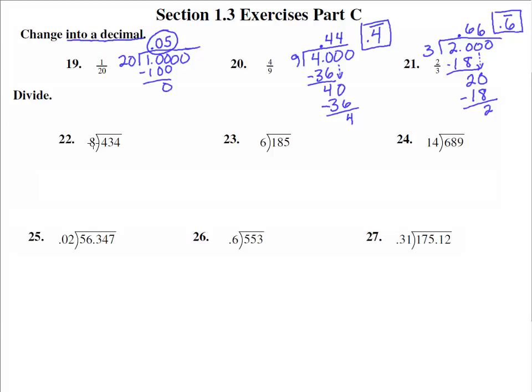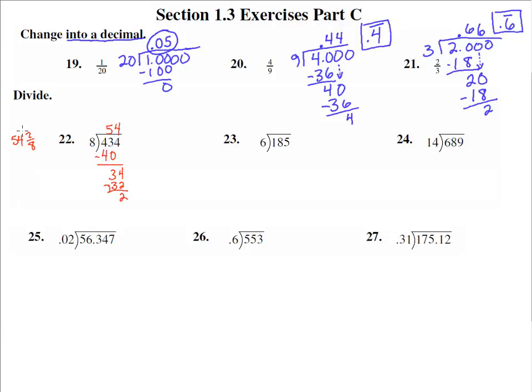Number 22, 8 into 434. Alrighty, let's see if we can do this one. 8 goes into 43 5 times. 5 times 8 is 40. Subtract, and we get 43 minus 40 is 3. Bring down this 4. 8 goes into 34 how many times? Goes into it 4 times. 4 times 8 is 32. So when we subtract, we get a 2 there. So this could be 54 remainder 2, or 54 and 2/8.